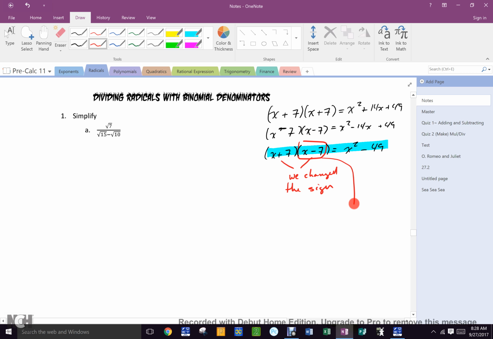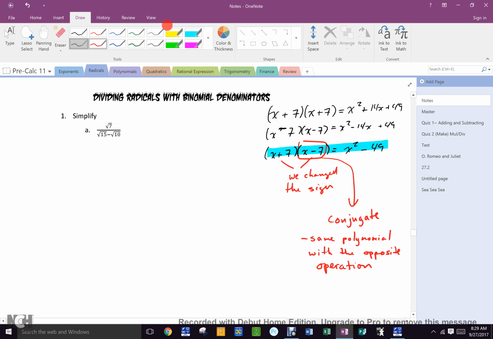This is what we call a conjugate because we changed the sign. Now, back in grade 10, when you were learning how to factor a difference of squares, you learned this. But your grade 10 teacher might not have called it the conjugate. Any of you that were in my class did. So a conjugate is simply the same polynomial, which in this case is a binomial, with the opposite operation. Everybody got that? That's what a conjugate is.